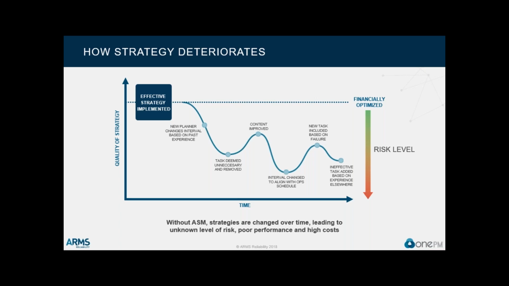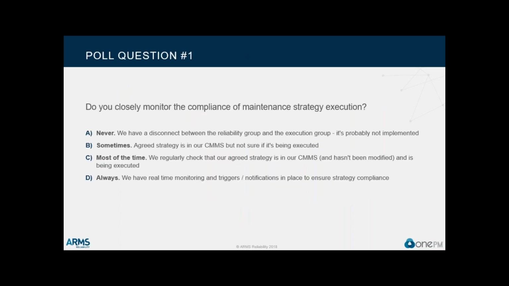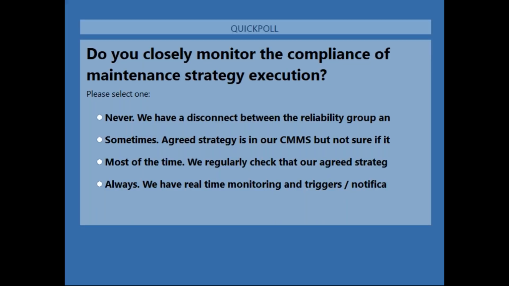So at this point, we're going to do a little poll. The poll here is around how closely do you monitor the compliance of your maintenance strategy execution? Do you never do it? Do you never check to see how things are connected? If we're doing what we said we're going to be doing, do we sometimes do it? Do we do some kind of piecemeal review of that? Do we have some process where we can do it most of the time to check that what was defined to be executed is what's being executed? Or do we always do that every time?